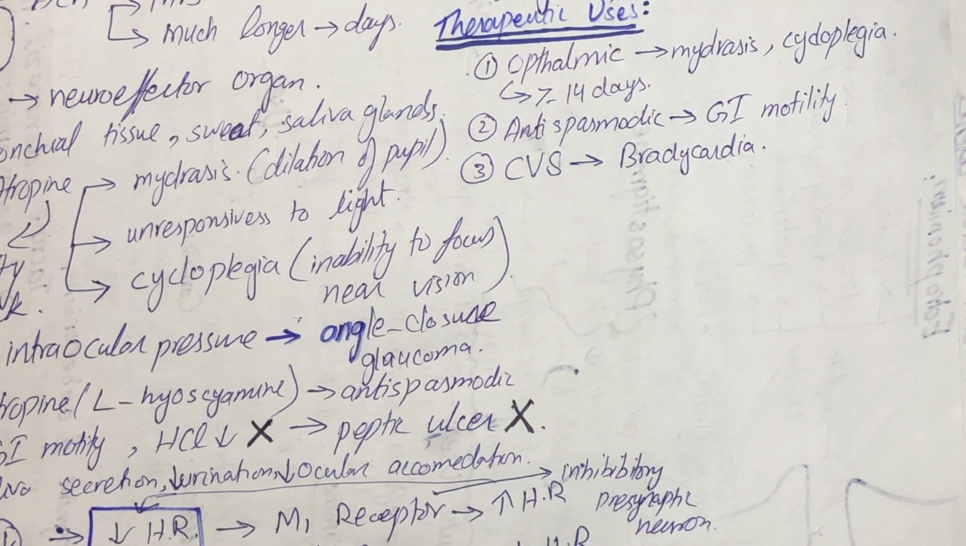slowing down of the heart. As I have told you earlier, in lower doses atropine has an effect on the heart, that is, decreasing the rate of the heart. But when it is given in high dosage, it causes an increase in heart rate. So we can give it in conditions such as bradycardia to increase heart rate.